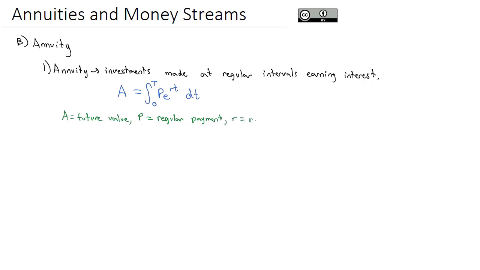R is equal to the interest rate, but we might have to divide it to match the payments. What I mean is if we've got an annual interest rate, but monthly payments, we would need to divide the annual rate by 12 to get the monthly rate. So you want to make sure the units match with that rate. And then capital T is the time or the total number of payments over time.